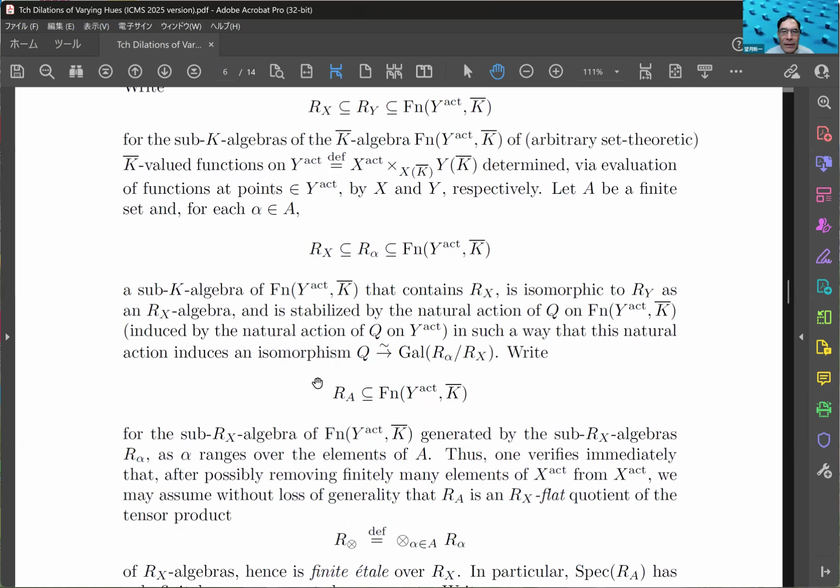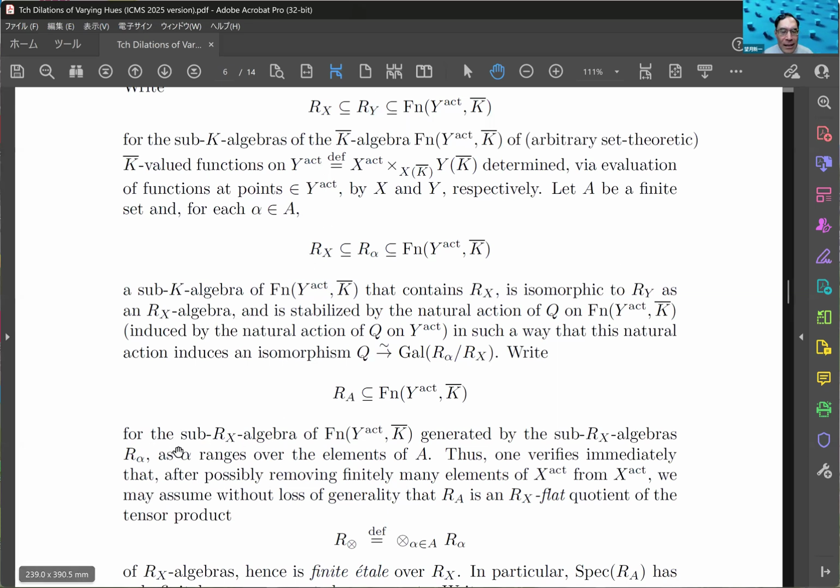And so if A is a finite set, then we assume that we're given some collection of subrings R_alpha, which contain R_X, and which are isomorphic to R_Y as an R_X-algebra, and which are moreover stabilized by the natural action of Q on this function space in such a way that this action induces an isomorphism of Q with the Galois group of R_alpha over R_X. Typically one can think of these copies of R_Y as obtained by allowing some groups, such as the Grothendieck-Teichmüller group or some profinite completion of a mapping class group, to act on R_Y.